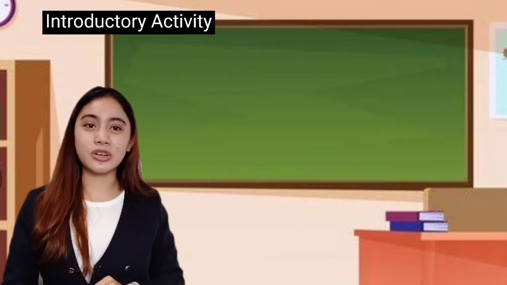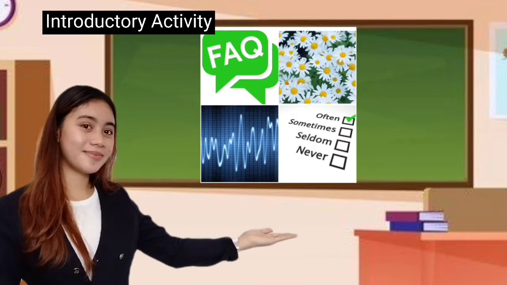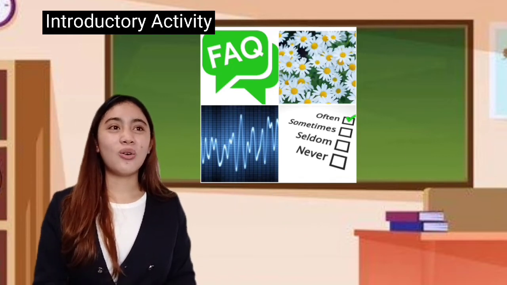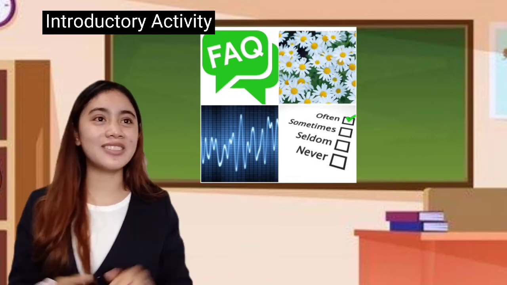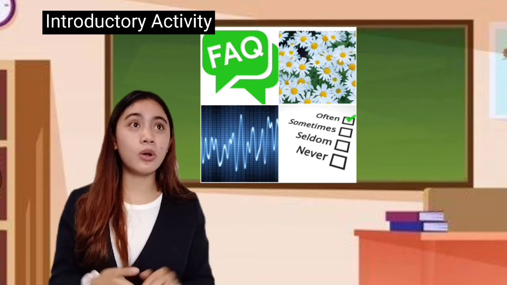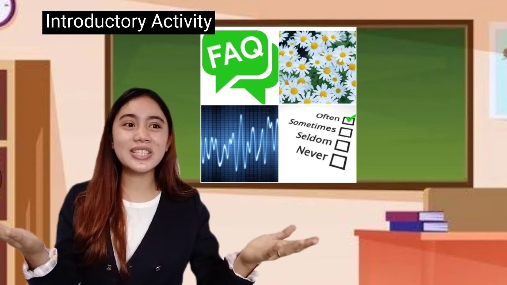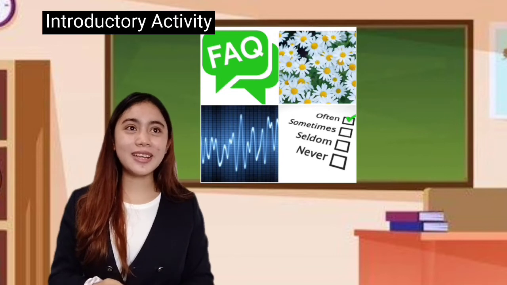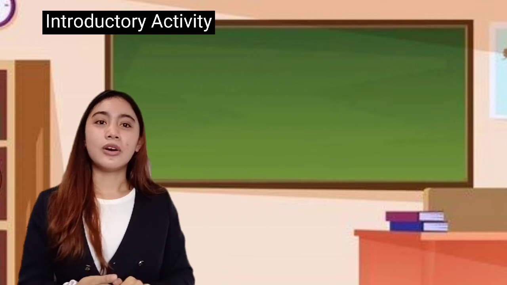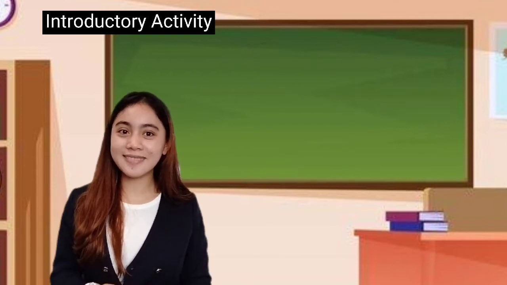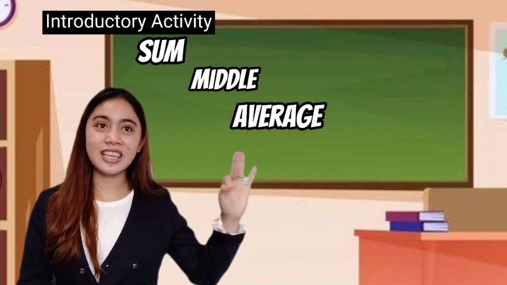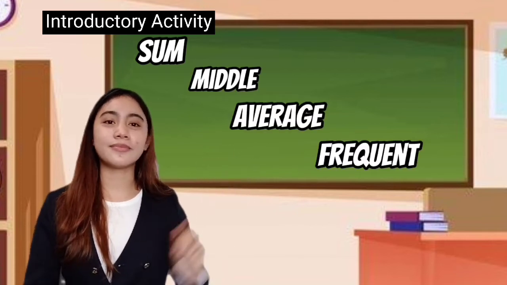And for the last picture, we have 5, 4, 3, 2, 1. Yes, can you guess the answer? Oh, everyone is raising their hand. Seems like you already know the answer. What's the answer, students? Very good. It is frequent. Okay, what are the 4 words again? It is the sum, middle, average, and the frequent.